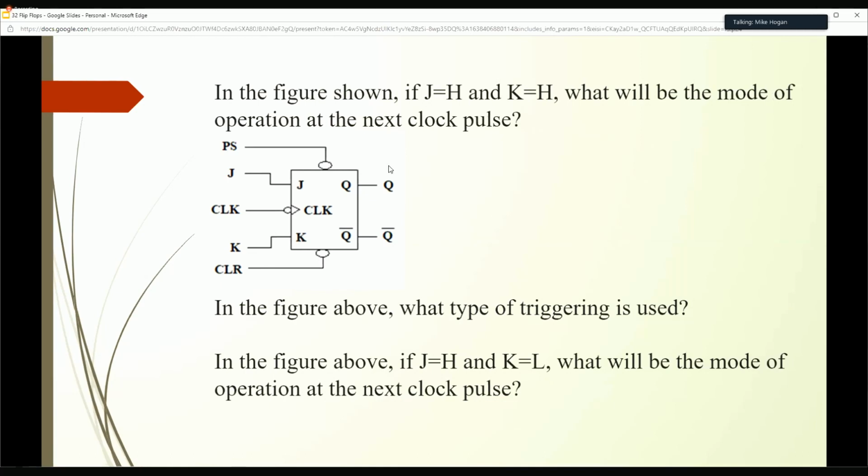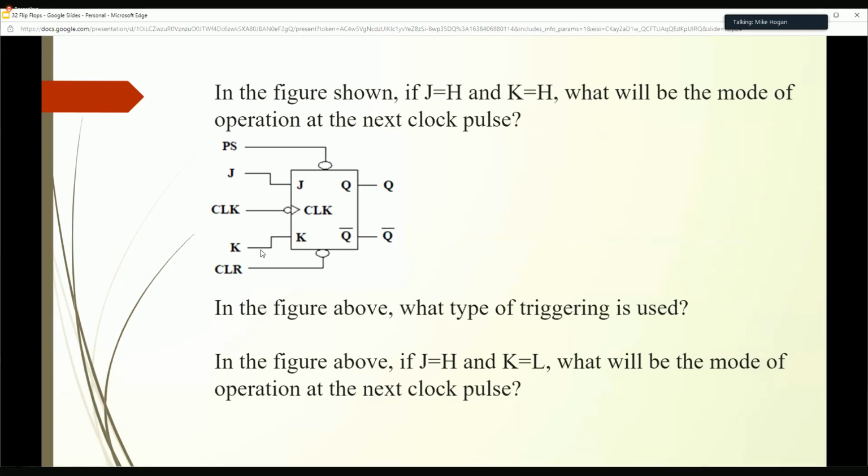All right, you guys see that? Yes. All right. So it's saying if J is high and K is high, what will be the mode of operation of the next clock pulse? And so we're looking at these two inputs, J and K.